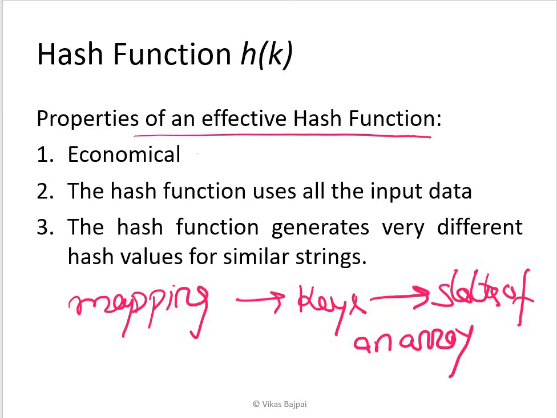So first of all, it should be economical. That means it should be cost effective. The cost should be very low. Second, the hash function should use all the input data, that the entire data which has been given should be utilized. And the last one is that the hash function generates very different values for similar strings. That means there should not be any repetition, because if there is a repetition, definitely I'll go ahead with the collision, and we'll talk about that as well.